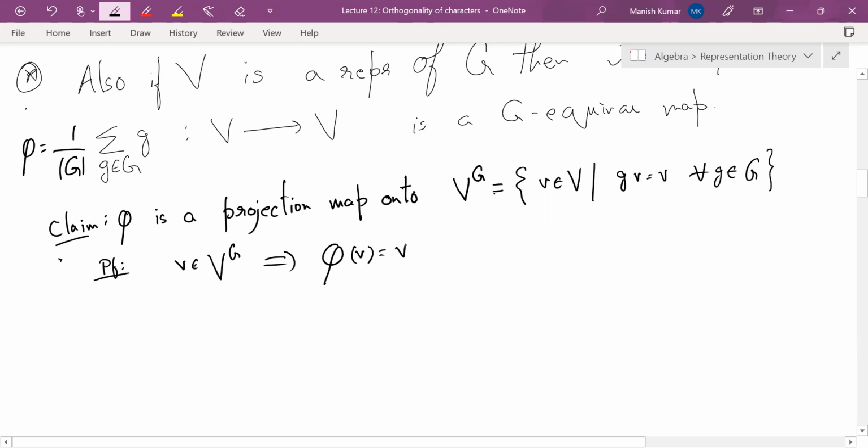So projection just means that on this subspace it should be identity, and what else does it mean? And phi squared should be phi. That is how you can check it's a projection.